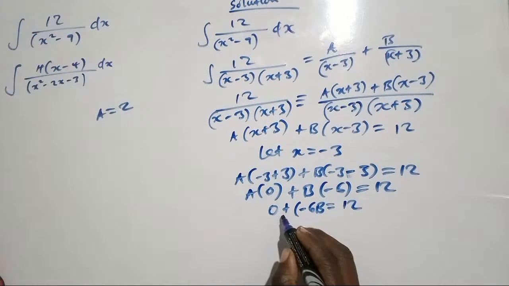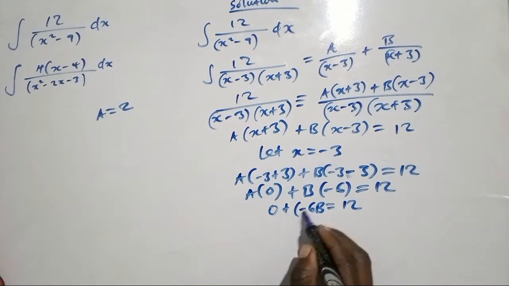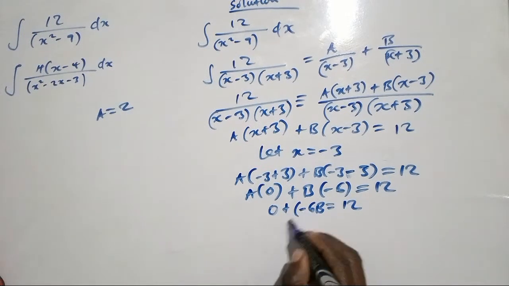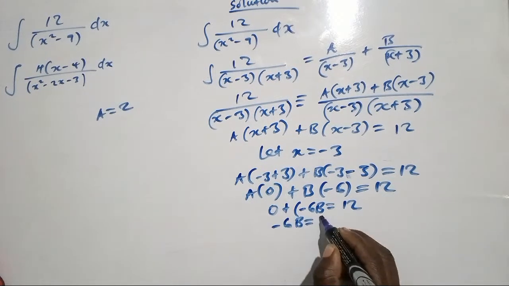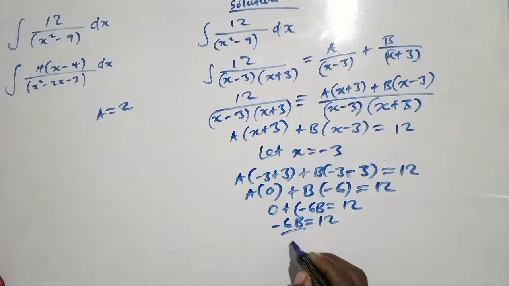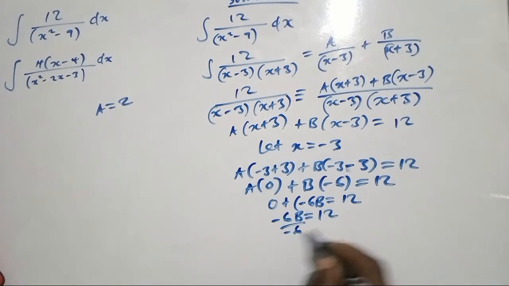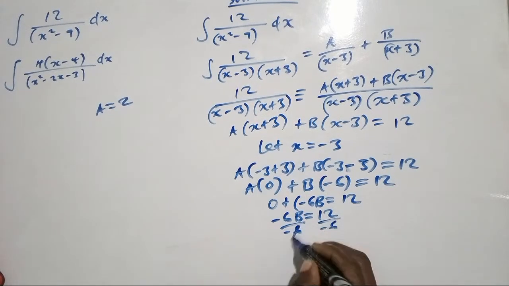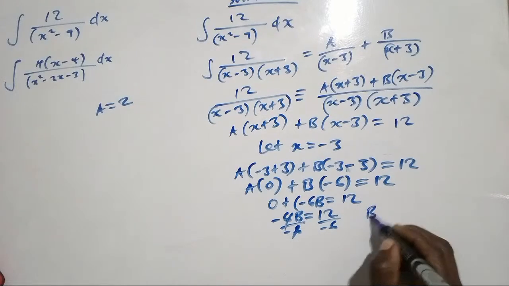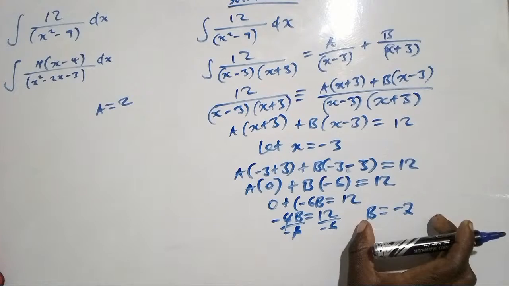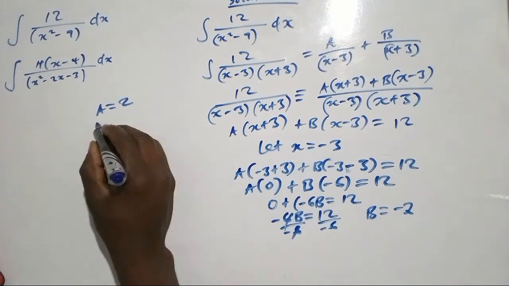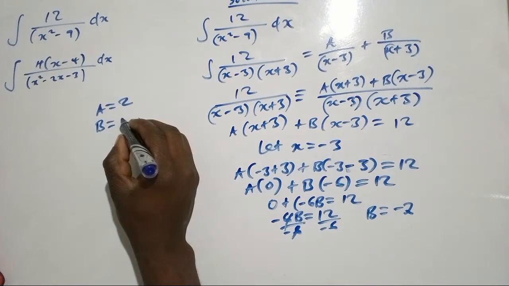Then here, positive times negative, which is negative, so we're going to have minus 6b equals 12. Then you divide by minus 6 on both sides, in which you are going to have b equal to minus 2. So this is our value for b, it is equal to minus 2.